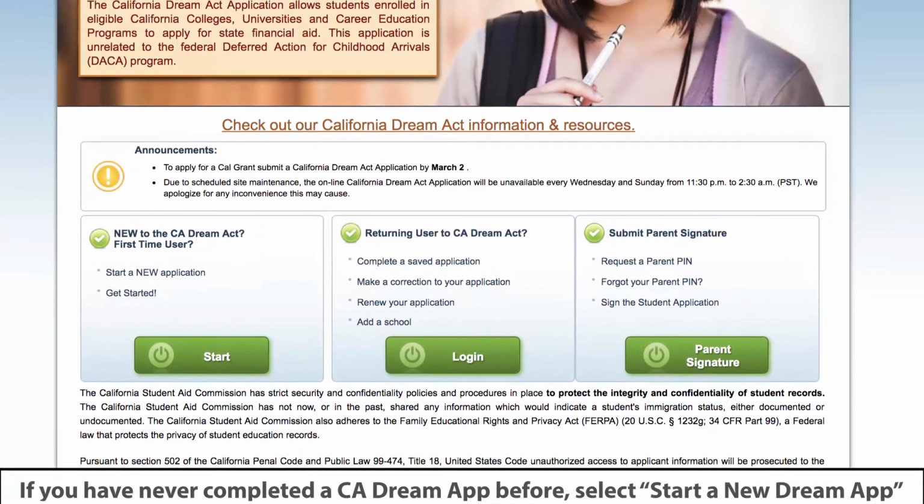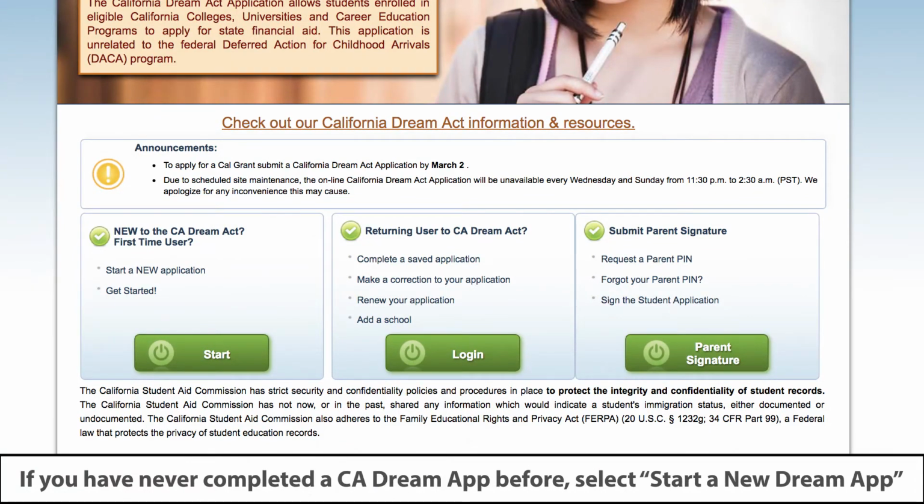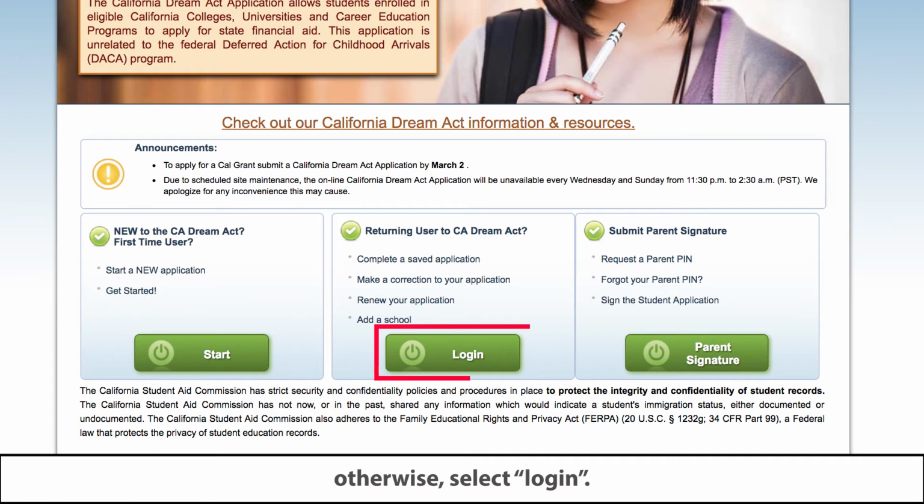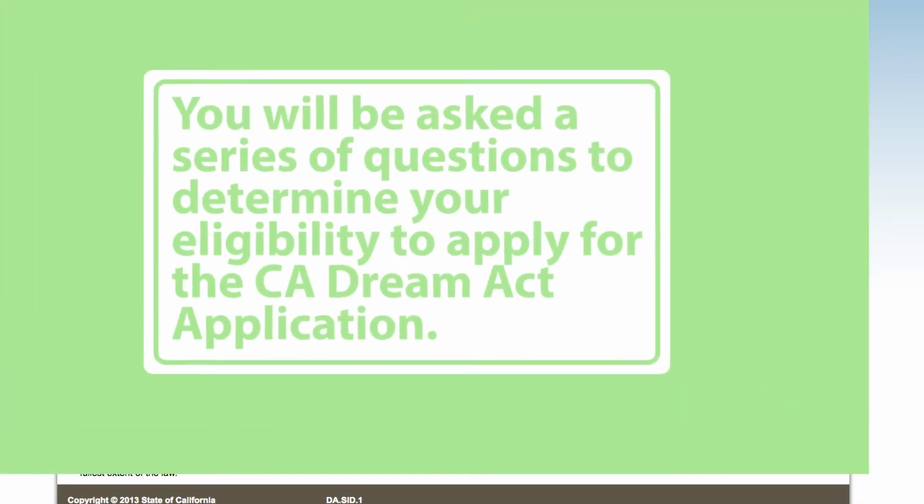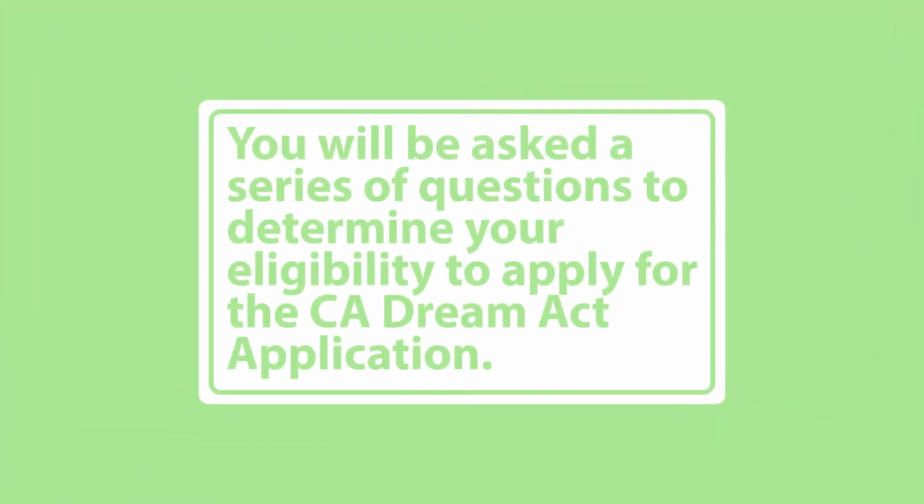Let's get started. Go to dream.csac.ca.gov. If you have never completed a California DREAM application before, select Start a new DREAM app, otherwise select Login. You will be asked a series of questions to determine your eligibility to apply for the California DREAM Act application.